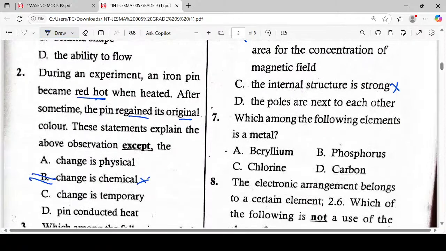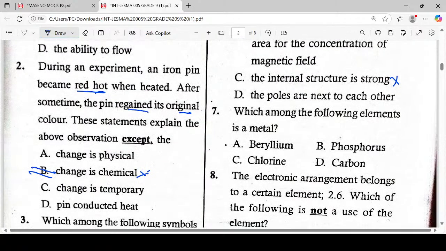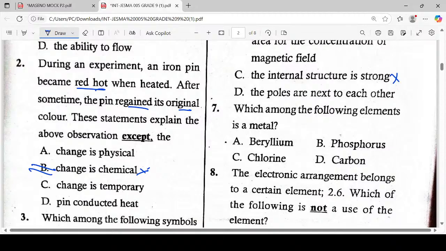Question number 7. Which one of the following is a metal? Remember, when an element has 1, 2, or 3 electrons in its outermost energy level, that element becomes a metal. So this one is 17.